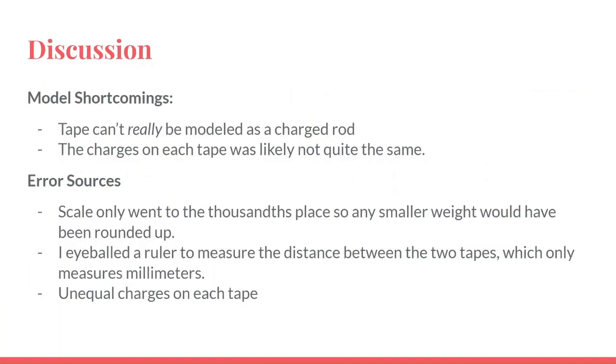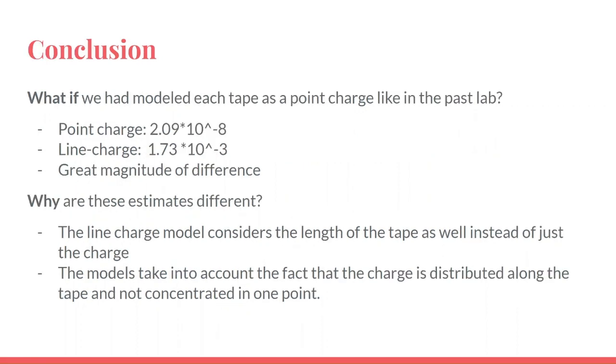Some of the shortcomings of the model are that tape can't really be modeled as a charged rod because it's not a rod. Obviously, it's tape. And the charges on each tape were also likely not the same. Some of the error sources are that the scale only went into the thousandths place, so any smaller weight would have been rounded. I also eyeballed a ruler to measure the distance between the two tapes, so I only measured it in millimeters. And there were also unequal charges on the tape, so just really all around.